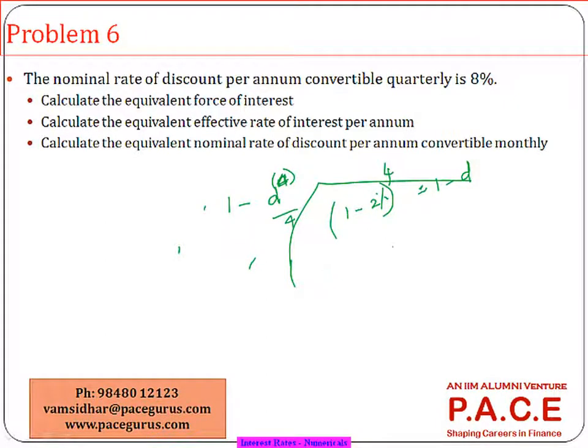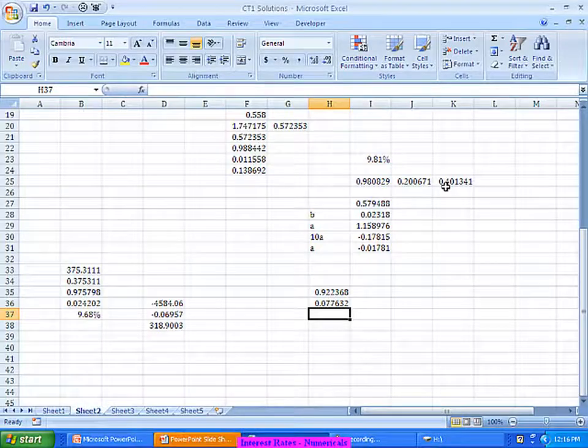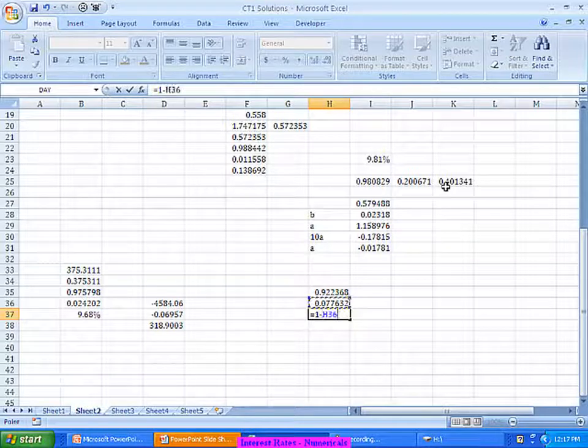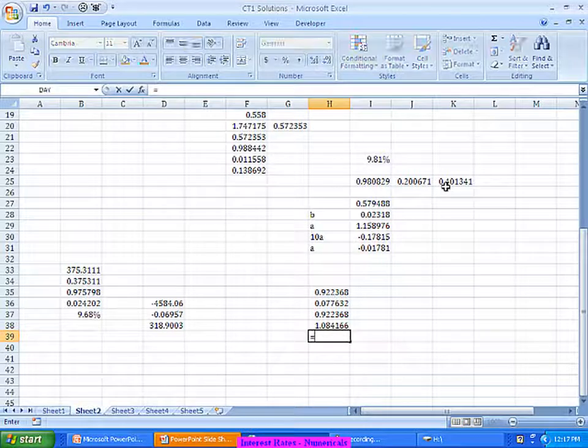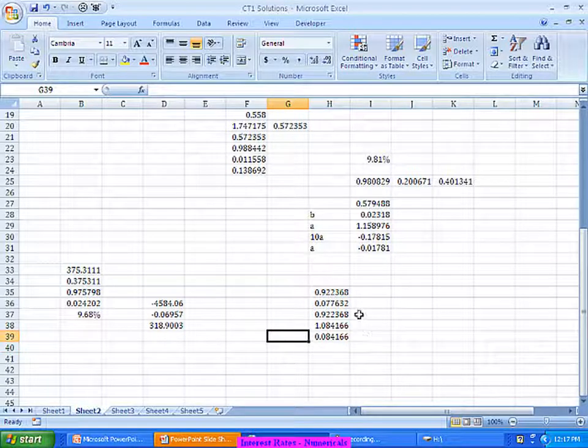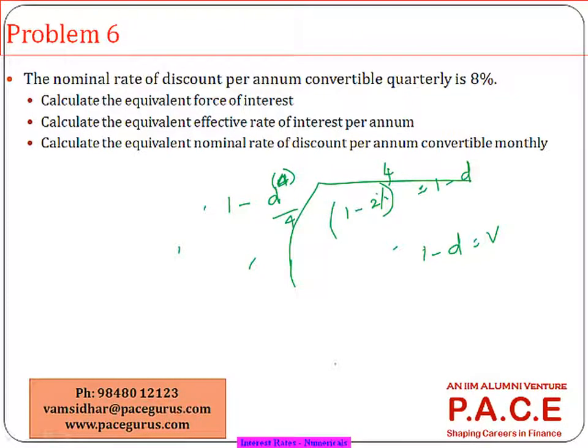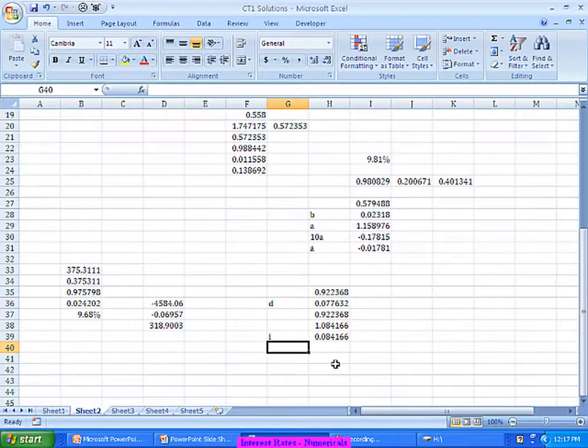Now, how am I getting the relationship? 1 minus d equals v. And v is nothing but 1 by 1 plus i. So 1 plus i will become 1 by that number, and this number minus 1 will become i. So we have got our i, the effective annual rate of interest, and our d, the effective annual discount. Now we are asked to find the equivalent force of interest, so delta is what I have to find out.